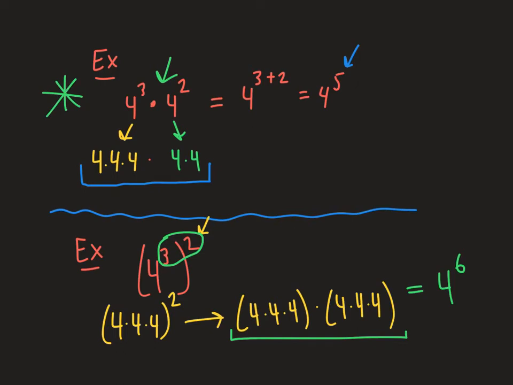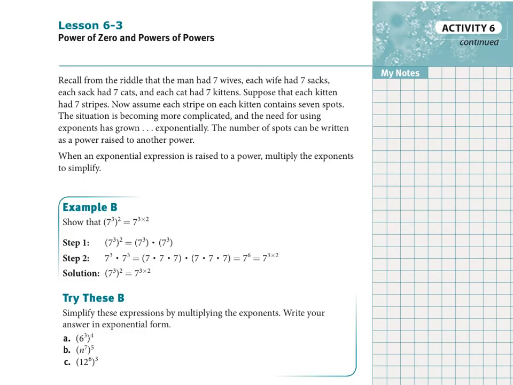A problem like this, where you see the base written twice, is when we added exponents. And the new section here is where you only have one base being raised to a power, but then that is raised to another power. That's when you multiply exponents. All right, let's take a look at another example.